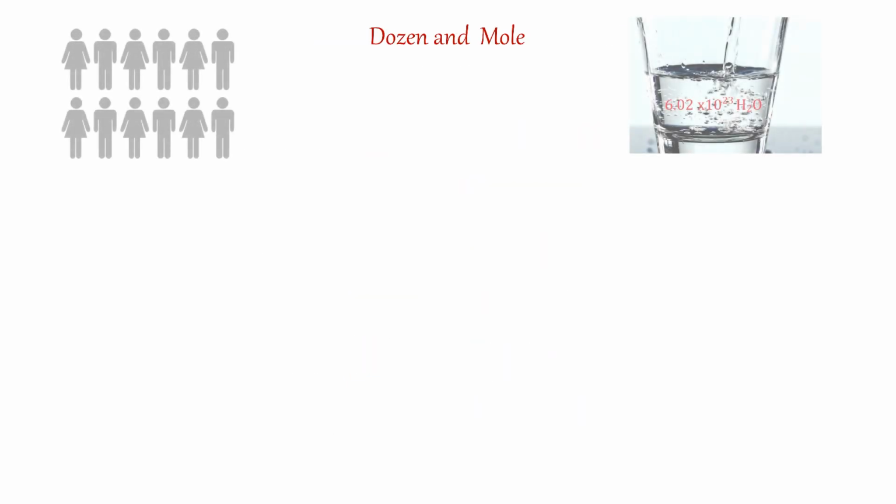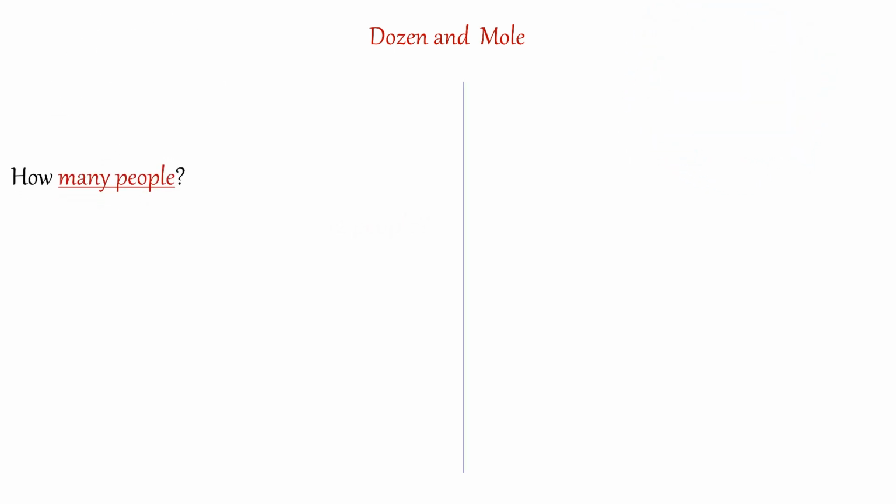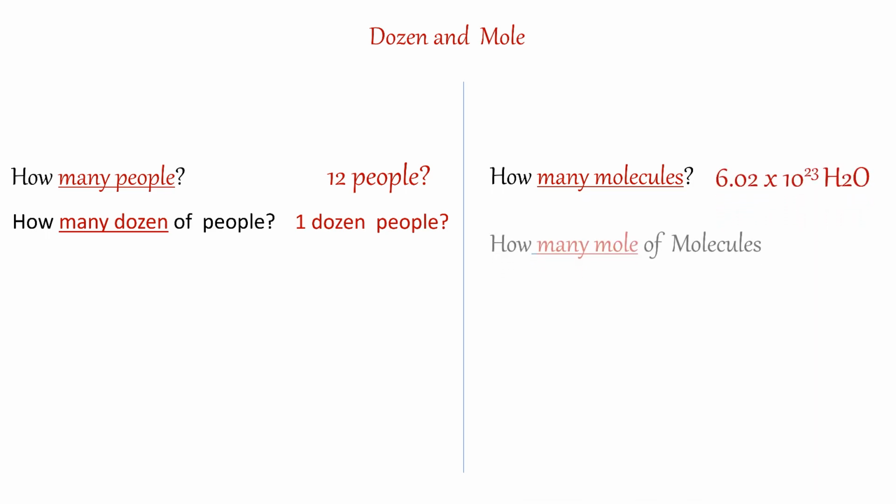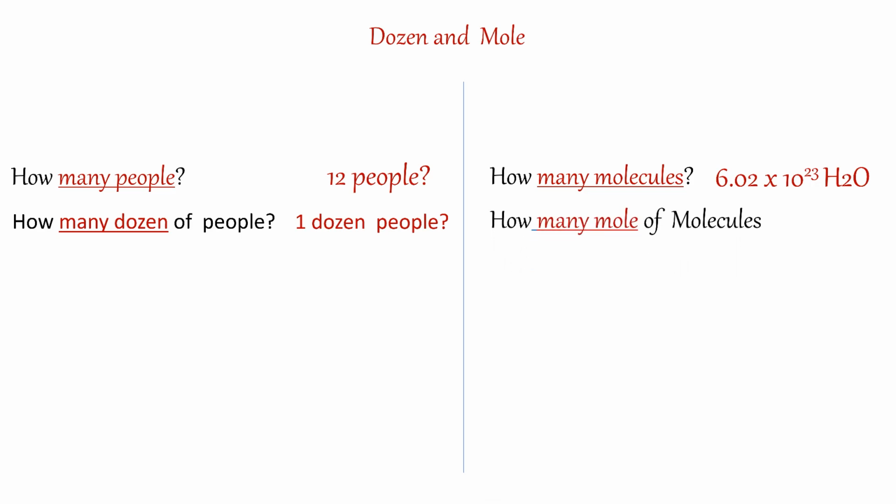Compare dozen and mole. Here's 1 dozen and here's 1 mole. How many people? 12 people. How many dozen of people? You will call this 1 dozen of people. This is the package. How many molecules? 6.02 into 10 to the power 23 number of molecules. But how many mole of molecules? You would say the package, 1 mole of molecules.